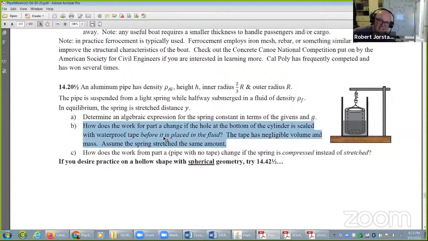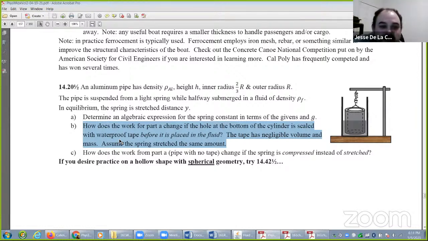What if I use Flex Seal on the bottom of the pipe? What would be different if I had used Flex Seal? Does it have the same density as aluminum? It has a negligible volume and mass. So fortunately, we can ignore any contributions to mg. Oh, I see it now. Yep.